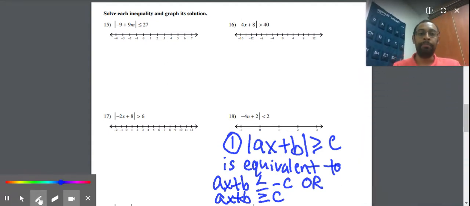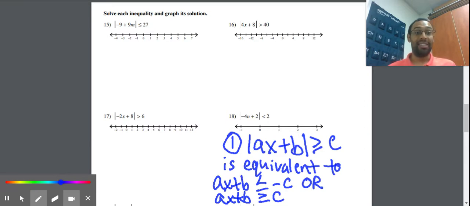So when you have absolute value greater than a constant or absolute value greater than or equal to a constant, you can split it into, kind of like with absolute value equations, 2 cases, a positive case and a negative case, where the positive case is ax plus b is greater than or equal to c. The negative case is ax plus b is less than or equal to negative c. Now, there are 2 problems I'm going to do that relate to this specific rule. So I'm going to do those 2 examples, and then once I have completed that, I will show the other rule.